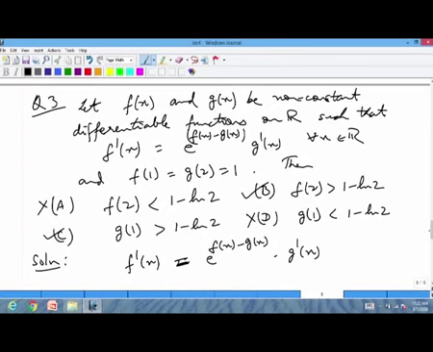Again, you should note that if in this question it was not given that these are non-constant functions, then you can take f and g to be the constant function 1, and then clearly this equality is satisfied because both sides are 0. So, in that case f of 2 will also be equal to 1 and g of 1 will be 1, which is clearly bigger than 1 minus log 2. So, you can easily get option B and C without doing any work.